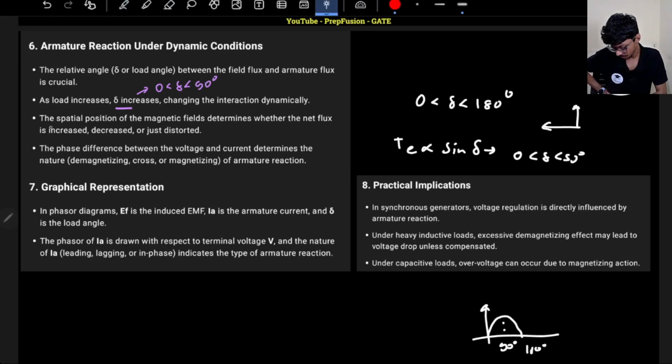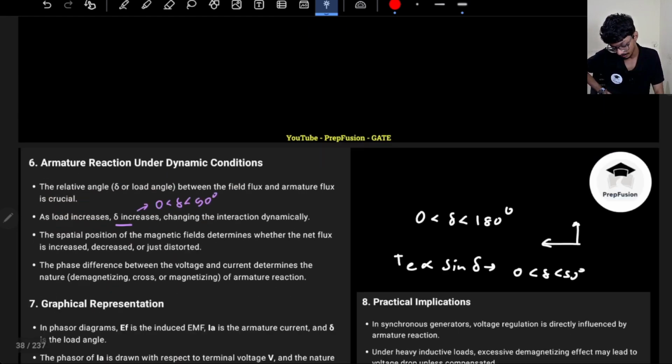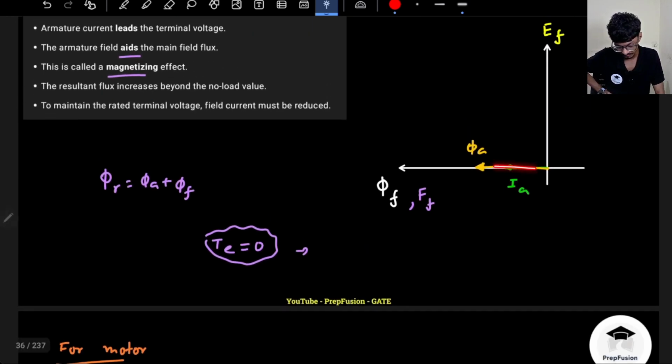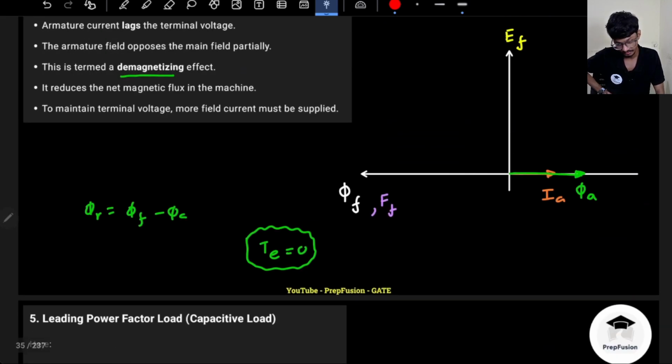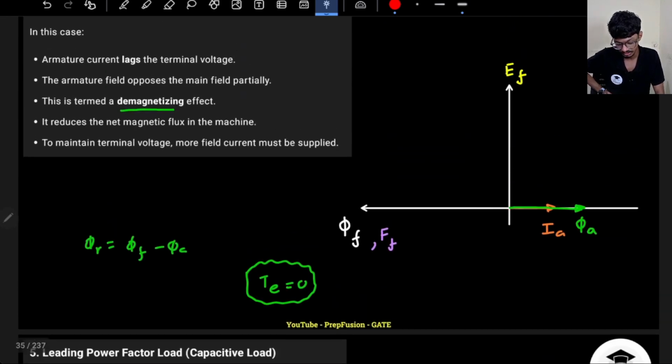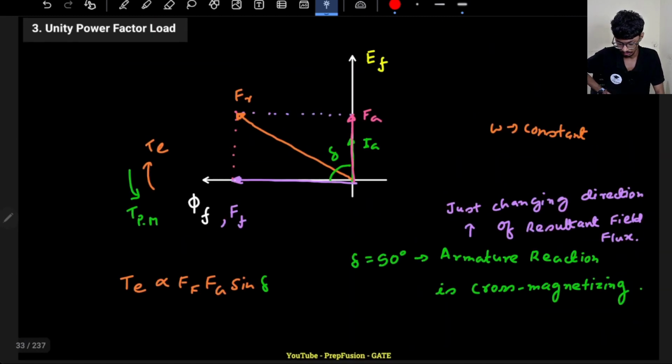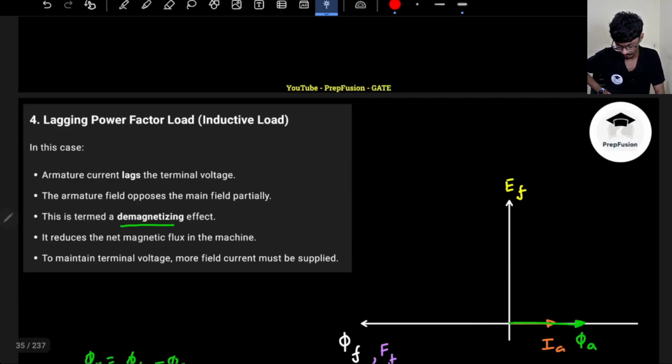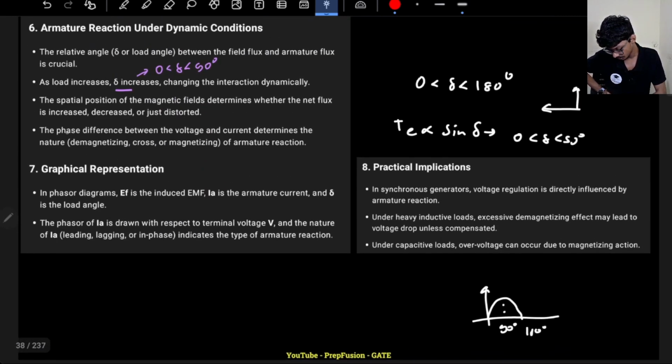The spatial position of the magnetic field determines whether the net flux is increased, decreased, or just distorted. So it depends on how the magnetic field is spatially distributed depending on the load. If it is here, overall field flux will increase. If it is a leading load, if it is here, the overall field flux will reduce, demagnetizing. If it is a unity power factor load, it will be cross magnetizing. The phase difference between the voltage and current determines the nature of armature reaction, that is demagnetizing, cross, or magnetizing.